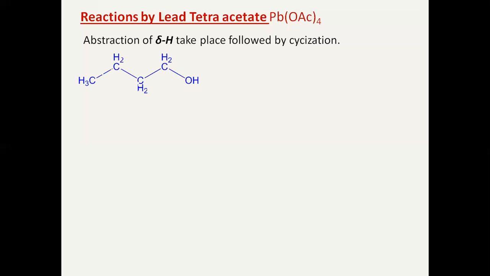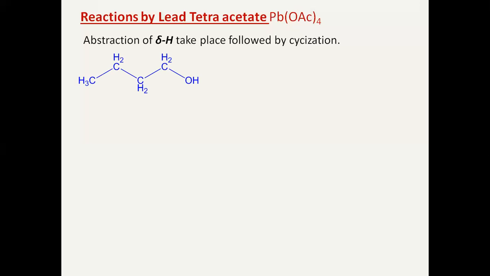Let us go for another reaction involving a radical mechanism. There is a reaction of lead tetraacetate. Lead tetraacetate is a versatile reagent for many types of reaction in organic chemistry and organic synthesis. The most important point is, when there is an involvement of LTA, lead tetraacetate, remember, cyclization is a very common reaction involving lead tetraacetate, and this takes place by the abstraction of delta hydrogen. We know alpha hydrogen, beta hydrogen, gamma hydrogen, and delta hydrogen.